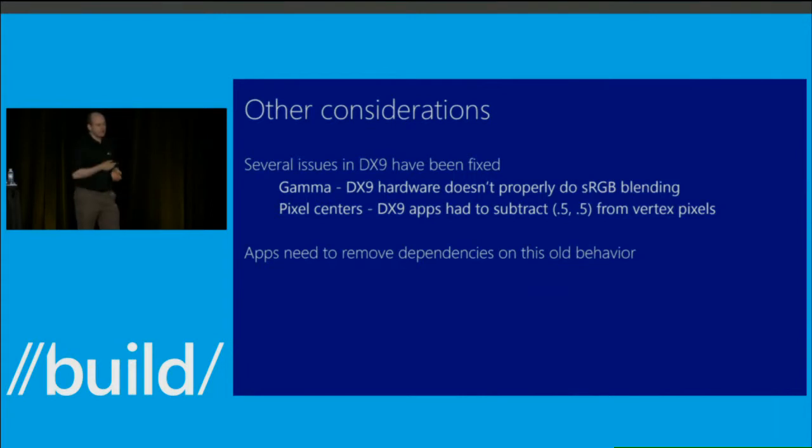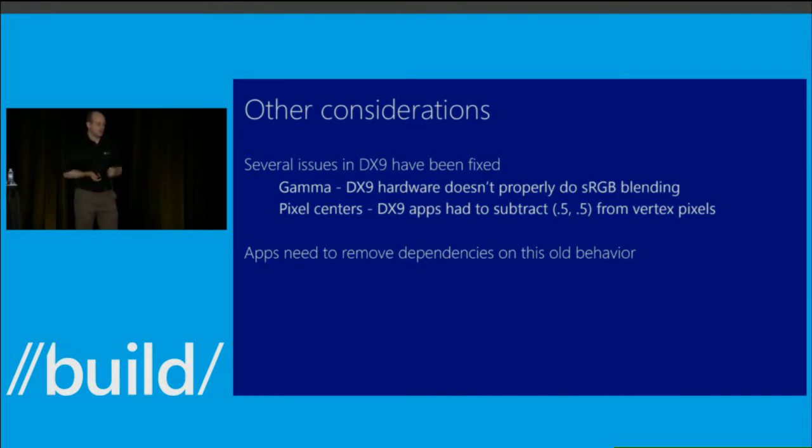The other things to be aware of are just little gotchas that used to exist in DX9 that are now fixed. The first is the gamma side of things, and Rudy also mentioned this in his debugging talk. Basically, DX9 hardware handled gamma incorrectly. It blended in gamma space instead of linear space. And so the workarounds that you had to do to make your gamma work properly, you no longer have to do.